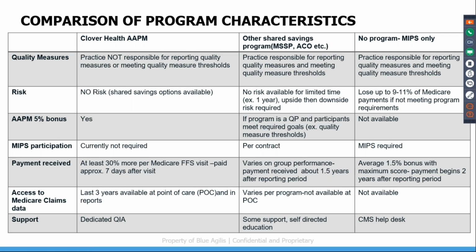This table shows a comparison of program characteristics between the Clover Health AAPM, traditional shared savings, and MIPS only participation. So you can look at how they compare on what you have to do for quality measures, what risk is involved, different payment incentives, and support that is provided for the program as well. Like I said, we'll be sharing these slides so you can reference these differences and compare your options.